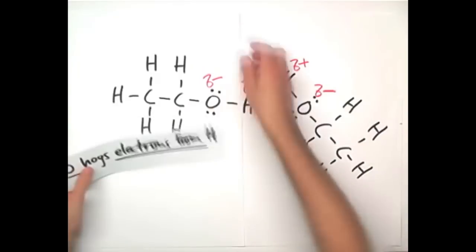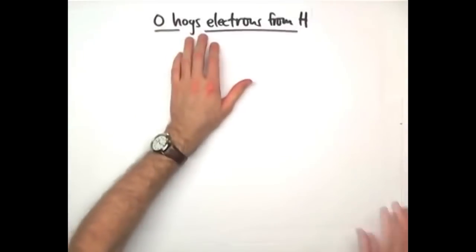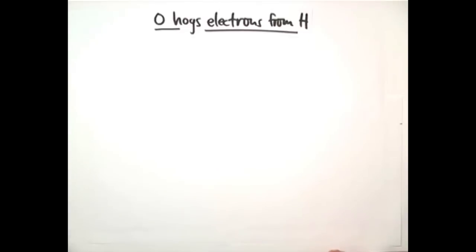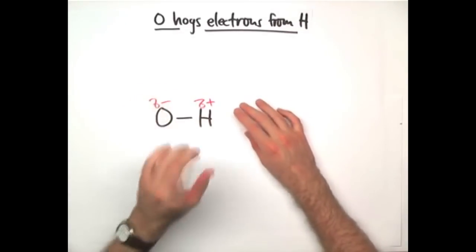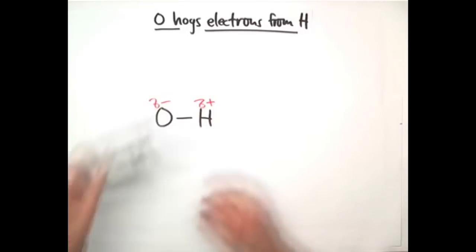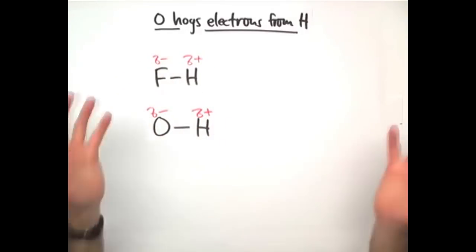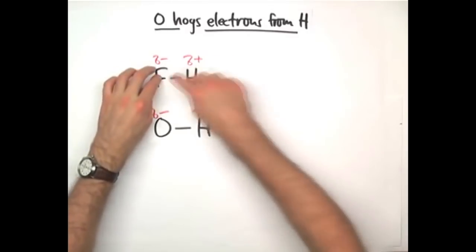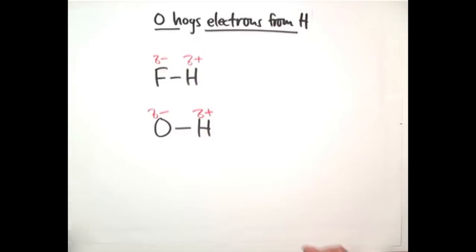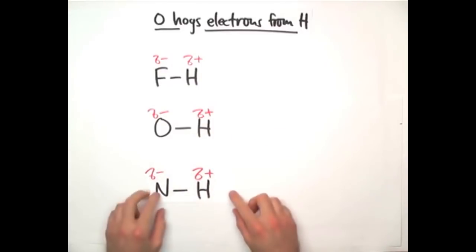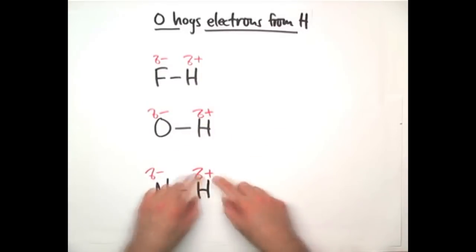Okay? So it turns out that O and H aren't the only atoms that can form hydrogen bonds. We saw just a minute ago that O, when it's bonded to H, hogs those electrons away from H. It's not the only atom that can do that. Fluorine also has a high electronegativity, which means it likes to hog. So fluorine, when it's bonded to an H, also has a little bit of a negative charge, making the hydrogen get a little bit of a positive charge. Nitrogen, too, is able to hog electrons away from hydrogen, so it gets a negative charge, giving hydrogen a positive charge.